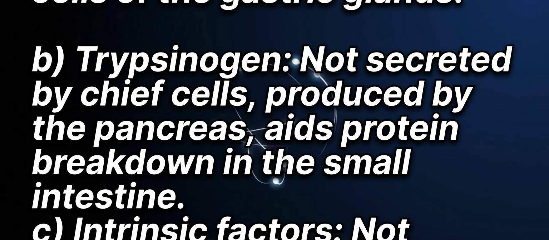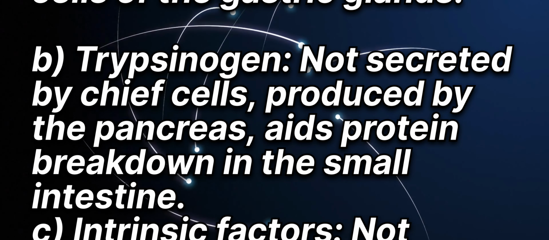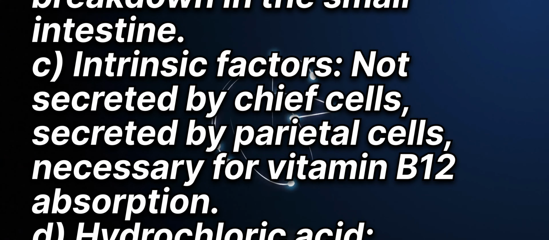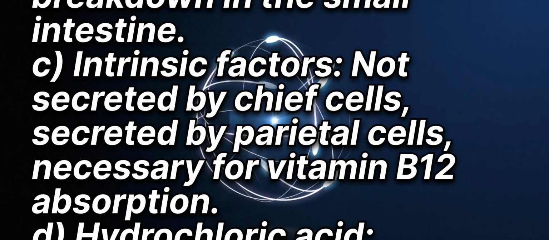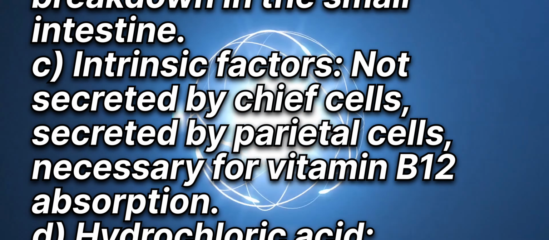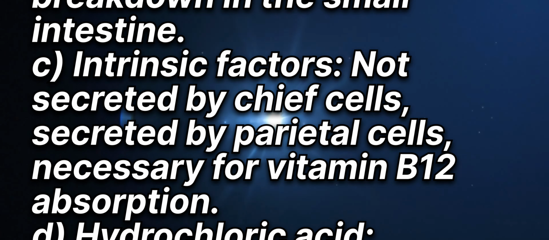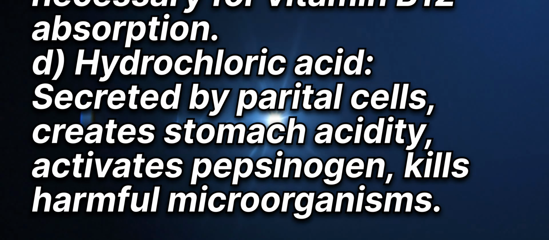B. Trypsinogen, not secreted by chief cells, produced by the pancreas, aids protein breakdown in the small intestine. C. Intrinsic factors, not secreted by chief cells, secreted by parietal cells, necessary for vitamin B12 absorption. D. Hydrochloric acid, secreted by chief cells, creates stomach acidity, activates pepsinogen, kills harmful microorganisms.